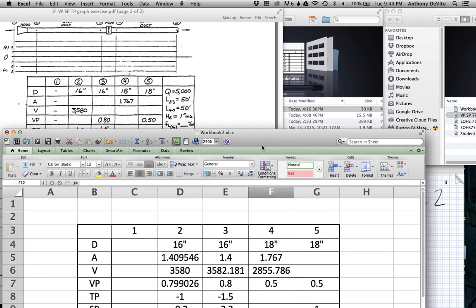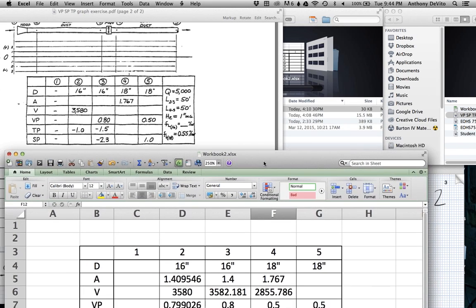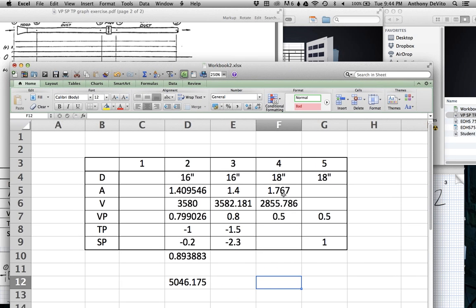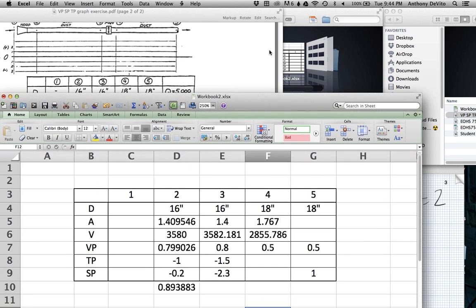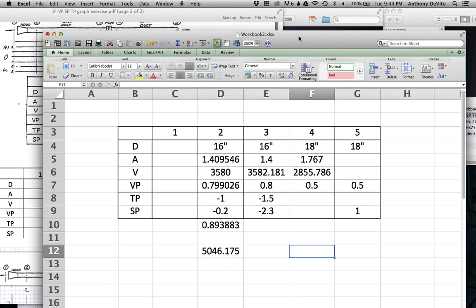Oh, I did get 5,000 for Q. Okay, yeah, Q is the cross-section of velocity times the cross-sectional area. So that's 35. From here, any one of these, the Q is going to be the same. Velocity and cross-sectional area on any one, it's all going to come out to be 5,000 because of the amount of air that's moving through there. Okay, so we got the velocity pressure.